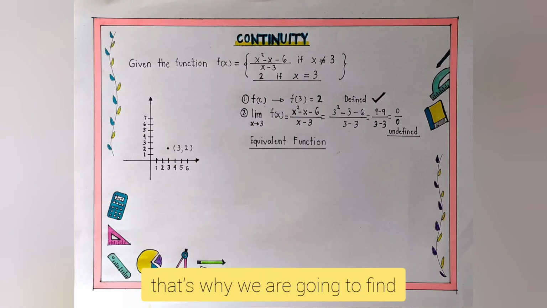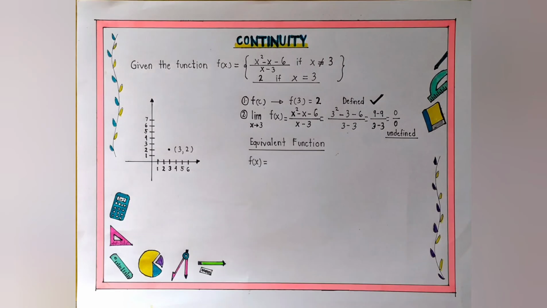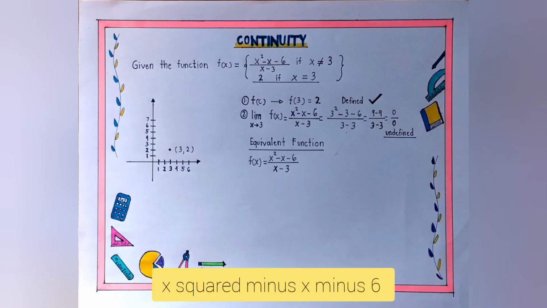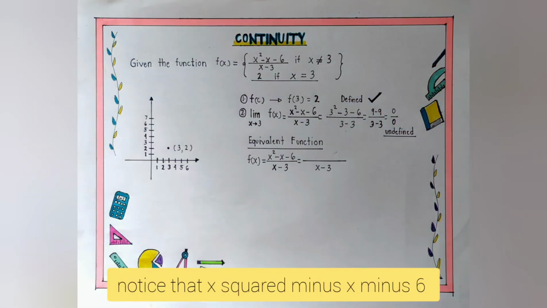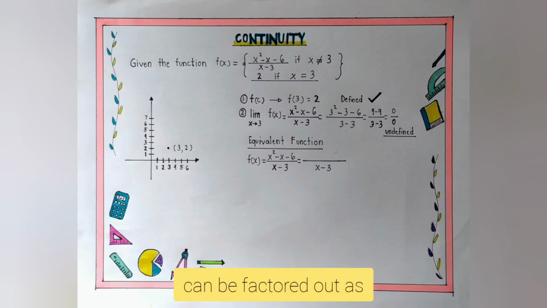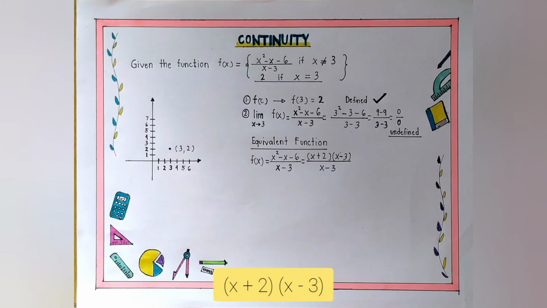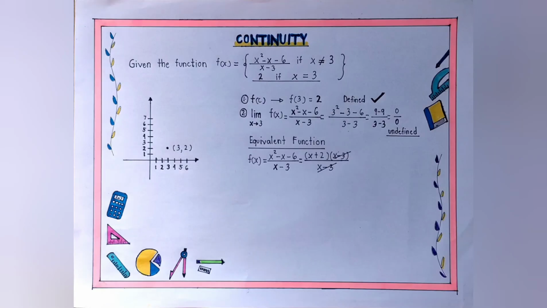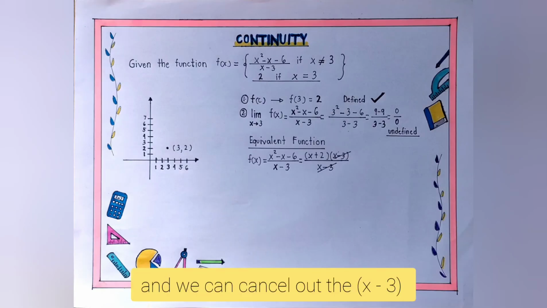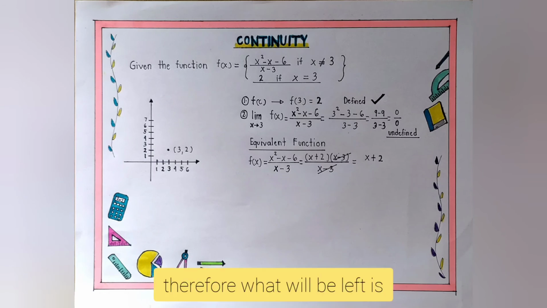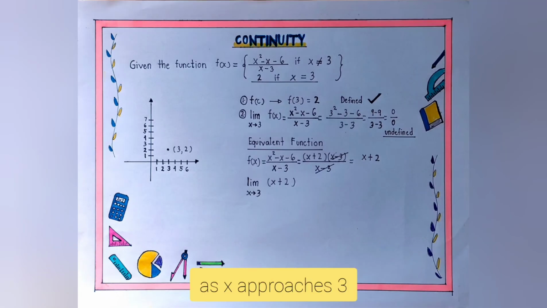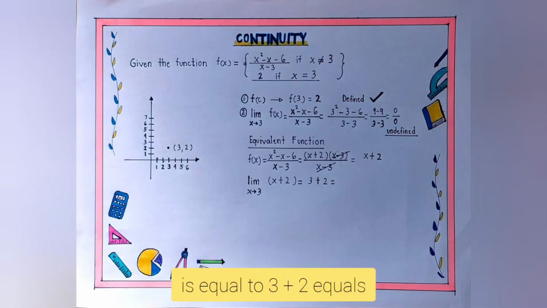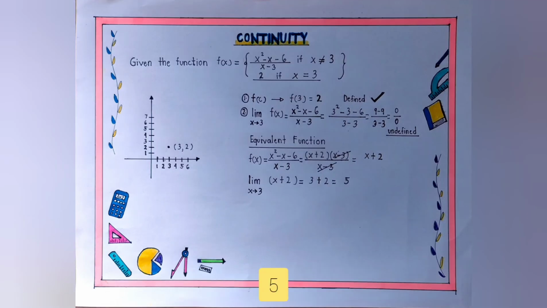That's why we are going to find the equivalent function. f of x is equal to x squared minus x minus 6 over x minus 3. Now, notice that x squared minus x minus 6 can be factored as x plus 2 and x minus 3. And we can cancel out the x minus 3. Therefore, what will be left is x plus 2. The limit of x plus 2 as x approaches 3 is equal to 3 plus 2 equals 5.